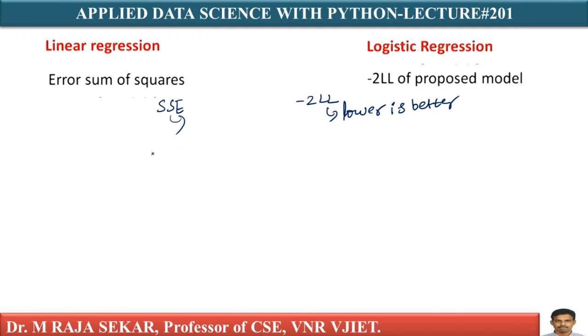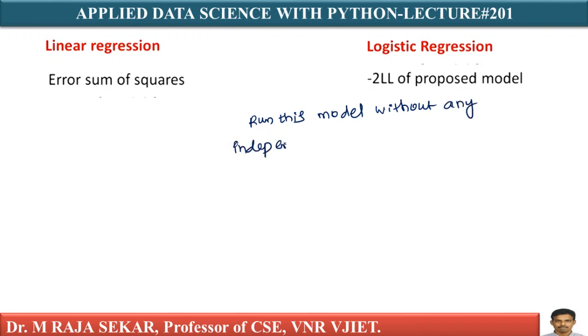What is this equation for change in it? First, we have to run this model without any independent variable. That is the base model, that is the null model, isn't it? After running this model without any independent variable, just calculate the value of minus 2 into LL.